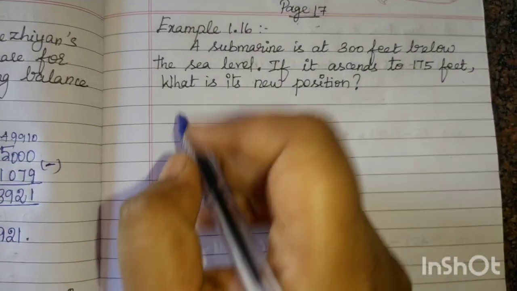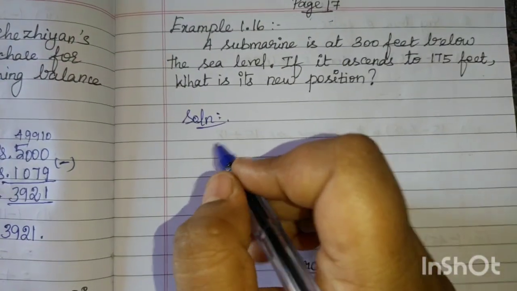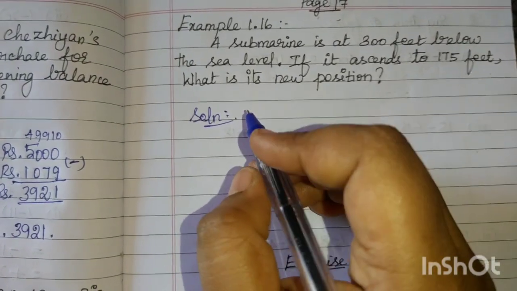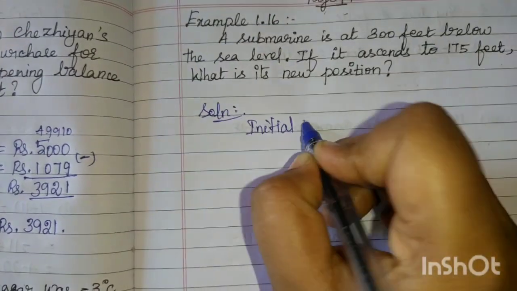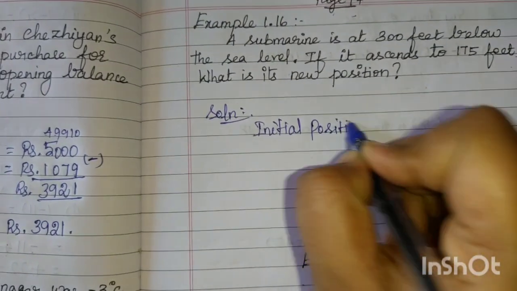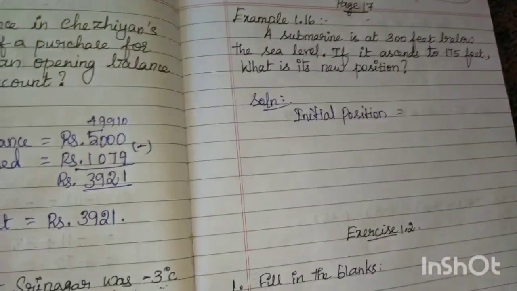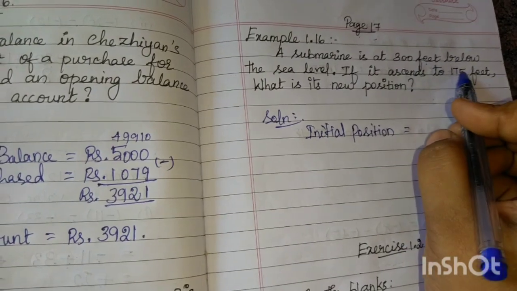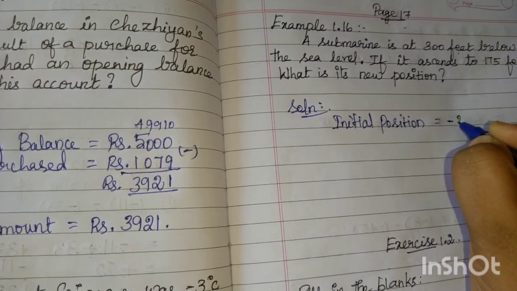Okay, listen children, write your solution. Okay, submarine initial position means at the beginning. Where was the submarine at the beginning? 300 feet below. So you just write it here -300.